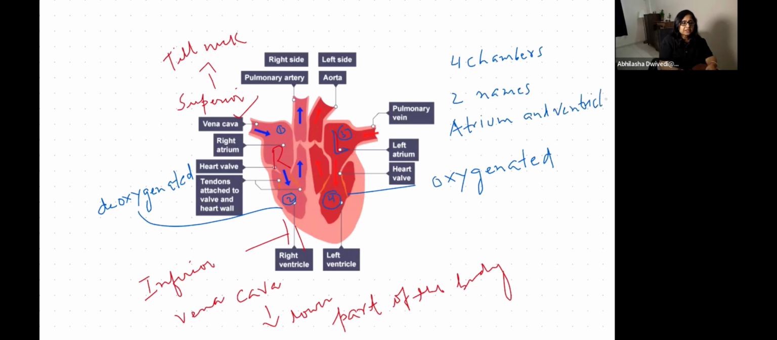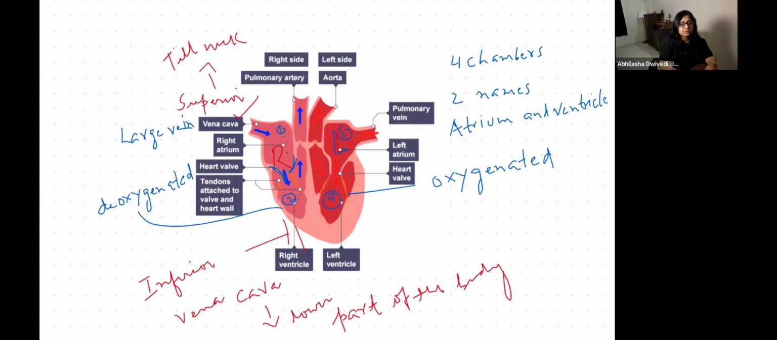So the blood is coming from the vena cava, which is basically a large vein. What is the meaning of vena cava? Large vein. And it is all pouring into the right atrium first. From the right atrium, as you can see, this arrow is going into the right ventricle, and in between, this structure is also very important. It's a valve. As you can see, it's a heart valve, and it is very important.